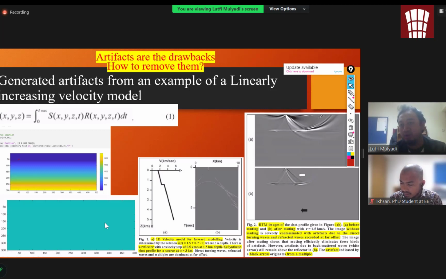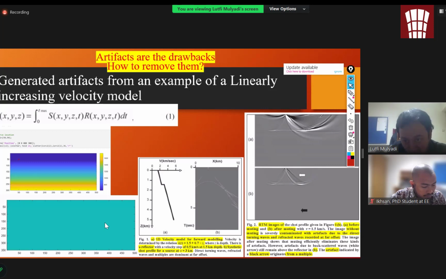As we remember, RTM is the cross correlation between the forward and backward wave fields. In figure A, this is before muting. We can see some features that are artifacts, which are noise. This research focuses on removing the artifacts. After muting with a velocity of 1.5 kilometers, as in figure B, the image is without the artifacts. We can see the removal of the artifacts.